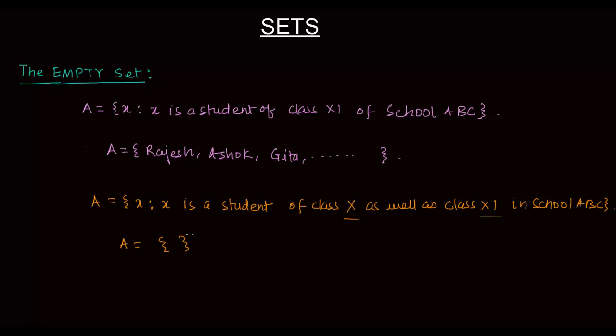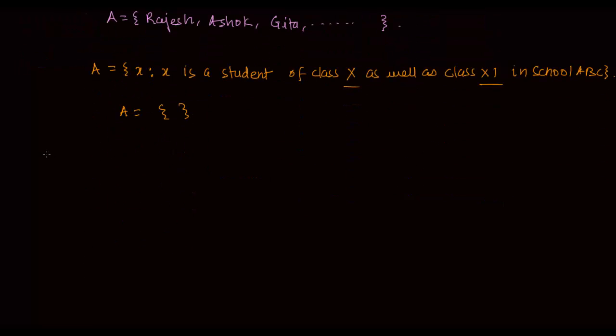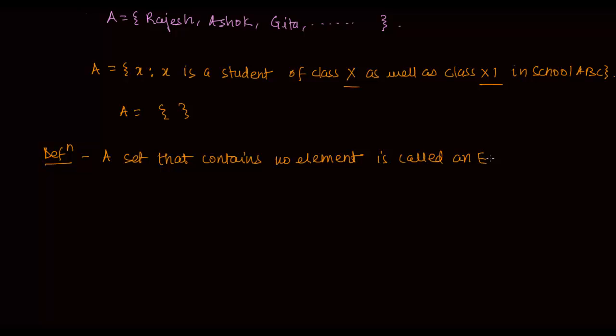So an empty set is a set. Let's try to write the definition. The definition is a trivial one. A set that contains no element is called an empty set. It's called an empty set, a null set, or a void set.